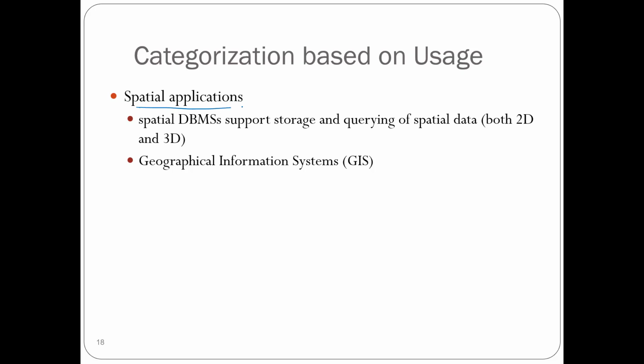Now let's look at another class of DBMS based on usage. This is the special application. Special applications are extremely common and are used in our day-to-day life, like the geographical information system, GIS. If you want to store spatial data, then you would use spatial DBMS. They support the storage and querying of spatial data, which could be in 2 dimensions or in 3 dimensions. The application of spatial data is in GIS, geographical information system.